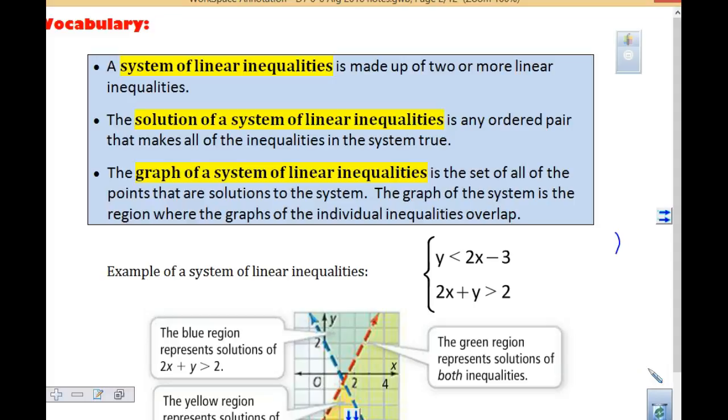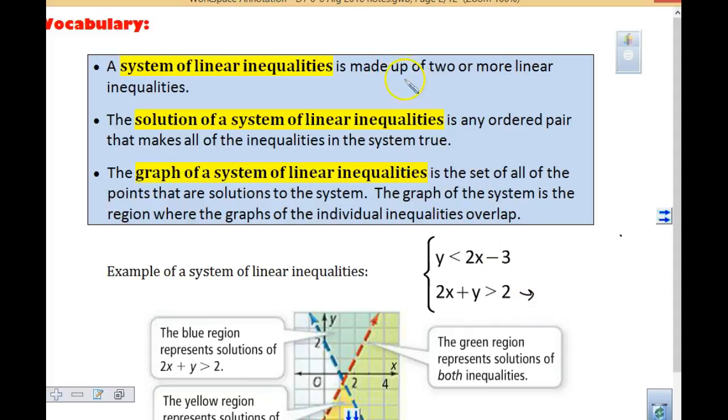So, our vocabulary, system of inequalities. It's made up of 2 or more linear inequalities. What do we have to watch for with linear inequalities when we solve for y? We don't have to do it in this one, but there's 3 homework questions that you have to watch out for. What do we have to really watch out for with inequalities? Anyone remember? Yeah. Dividing by a negative. This one, like I said, when you rewrite this inequality, you want them both in slope-intercept form.